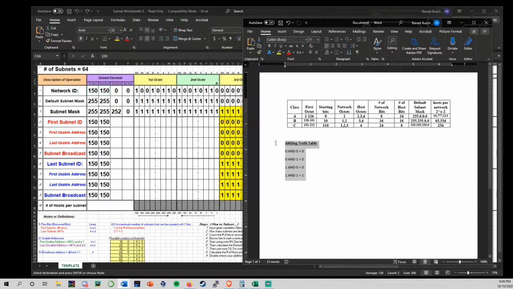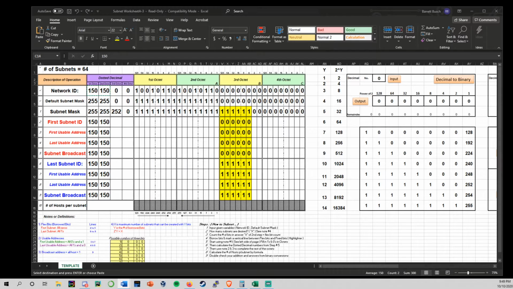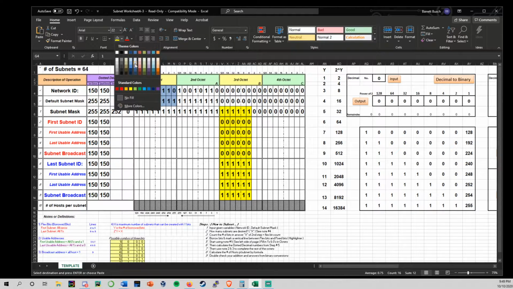So this is called an ANDing truth table. And it's very easy to remember, very simple. 0 and 0 is 0. 0 and 1 equals 0. 1 and 0 equals 0. And essentially only 1 and 1 equals 1. So how that can apply to these binary numbers, let me go ahead and highlight this just so you know what we're focusing on. I'll pick green. So this is what we can use to determine the subnet ID.